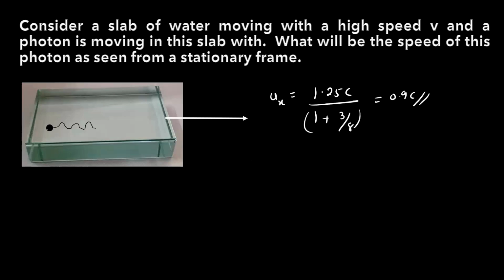What was the velocity of the photon inside the slab? From the moving frame, this is only 0.5c for a moving observer. For us, it is 0.91c, right? Ux equal to 0.91c. So with this, we finish our second problem. Let us move on to the third problem.